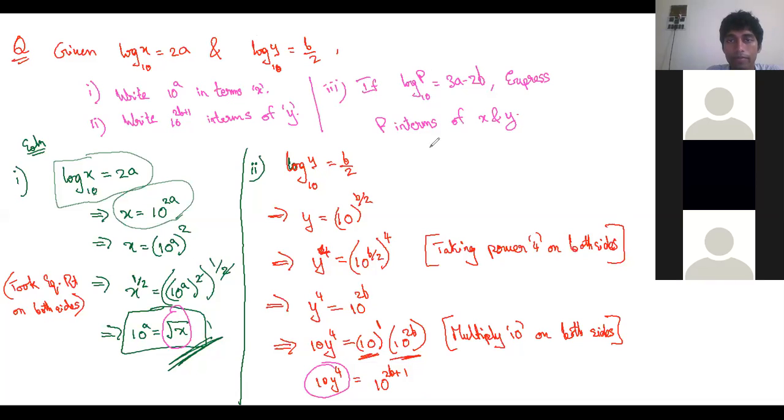Can we go ahead? Third question. If log p base 10 is equal to 3a minus 2b, express p in terms of x and y. Interesting. He is telling log p base 10 is 3a minus 2b, then find p in terms of x and y. What to do? Somebody?